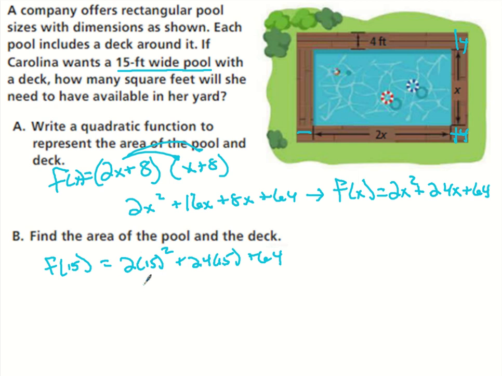Now is where I got to do a little bit of math. I got to square my 15 first. That's 225. Sorry, I'm having pen issues. I need to do 24 times 15. I don't know that off the top of my head, so let's just do it. 24 times 15 is 360, plus 64.